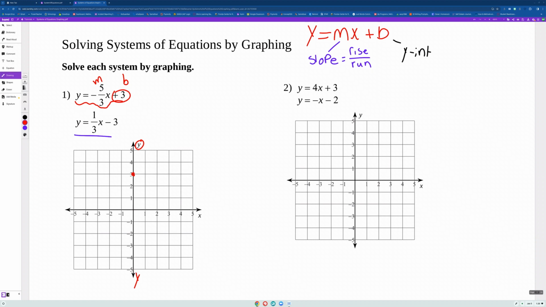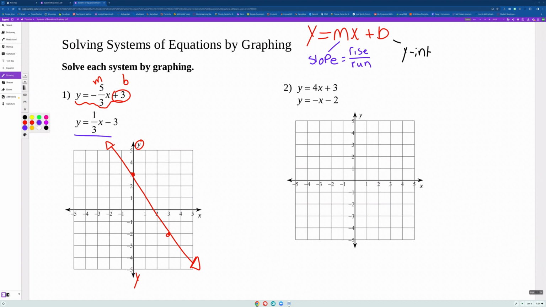So the slope is tricky because I can't go up 5. I can't even go up 3. So what I am going to do is the opposite. I'm going to go down 5 and then to the right 3. So 1, 2, 3, 4, 5, down. 1, 2, 3 to the right. And that's the only point that I can make with this that will stay on my graph just because of the size. So I'm going to go ahead and do my best to try to connect those dots, draw my arrows because these lines go on forever.